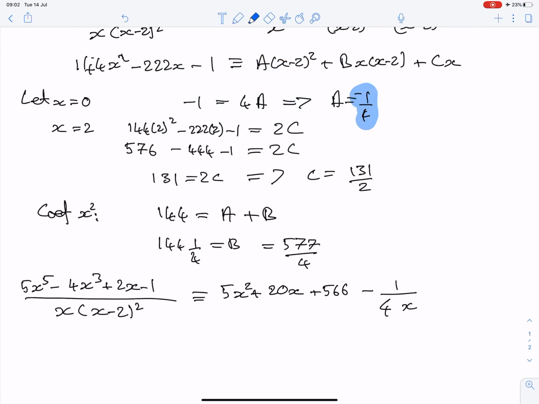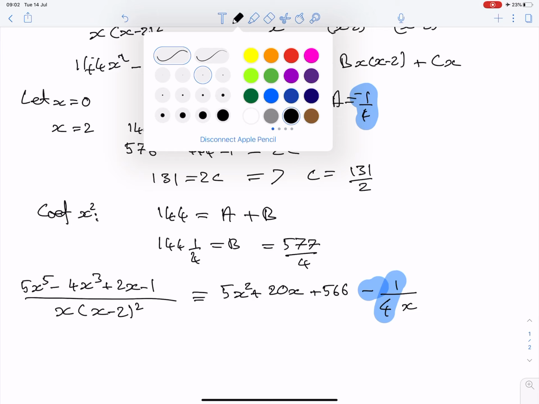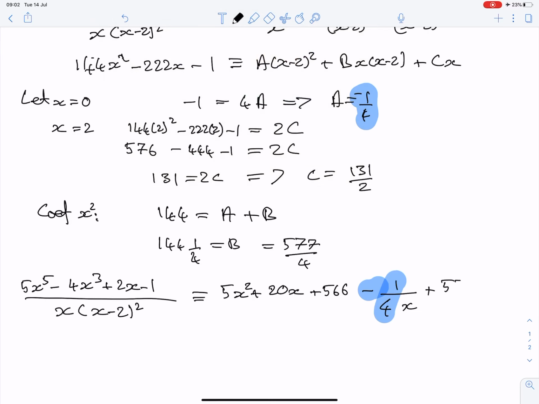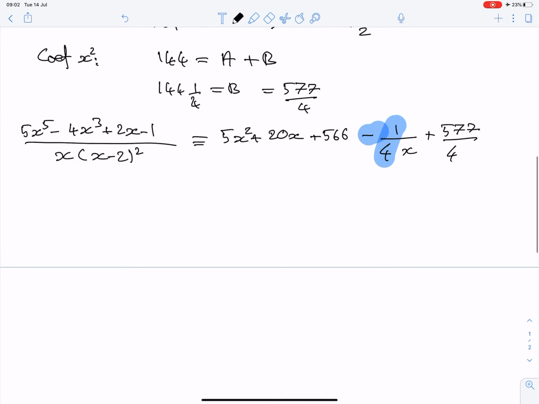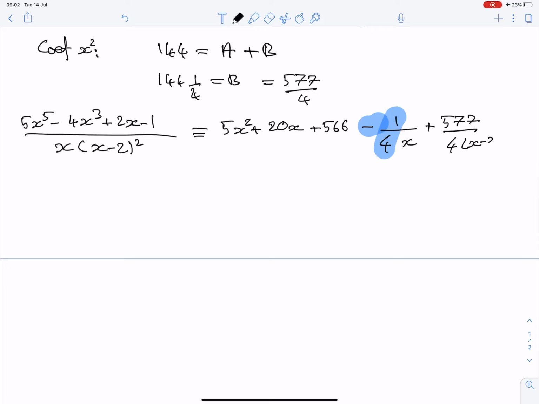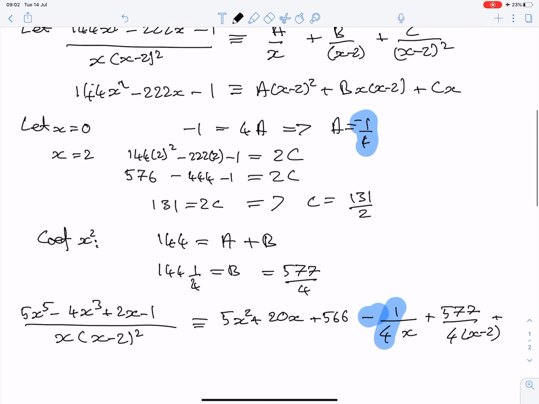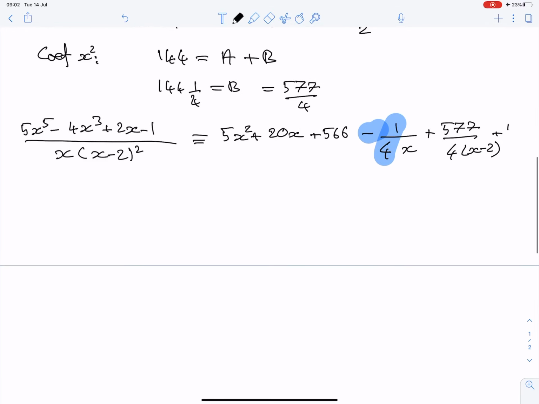Yeah, negative a quarter, and then the x. Then we get b, which was plus 577 over 4, and b was over x minus 2, so that's x, take away 2, plus c, which is 131 over 2, 131 over 2 lots of x minus 2 squared as our final answer. Numbers are slightly awkward, but that does us no harm.